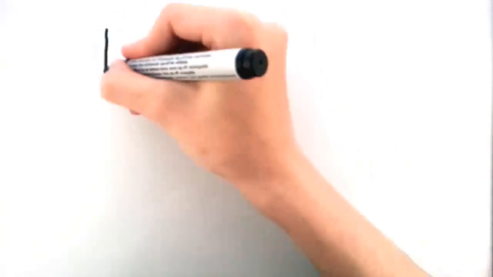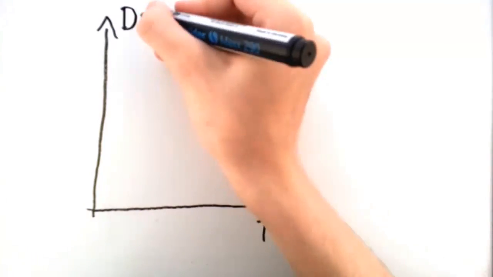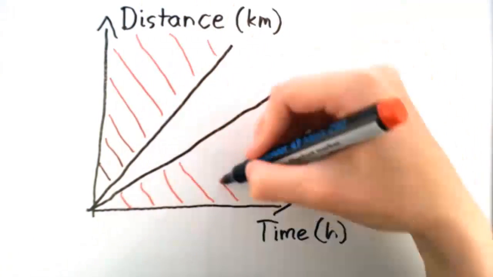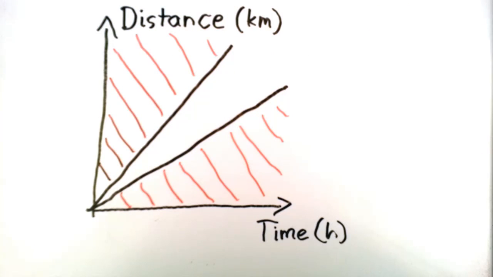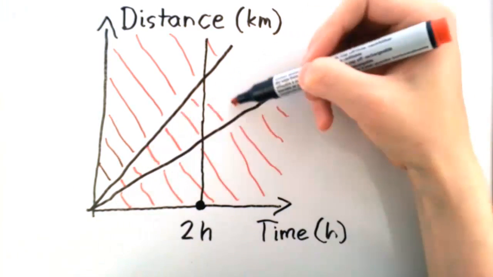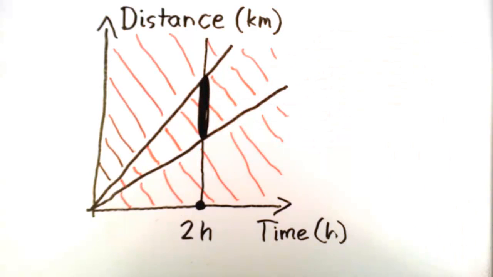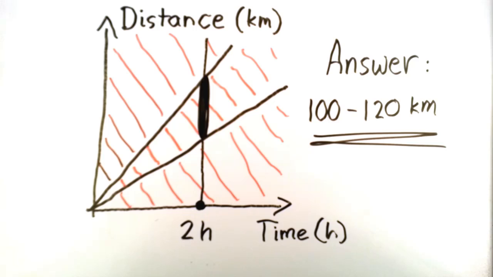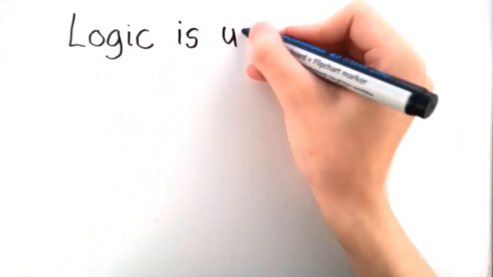Let's draw a graph of this journey. Here's the travel time and here's the travel distance. The logical rules limit all these options off, so the car has traveled a distance between these lines. And the question adds another limit when it asks what has happened at this point in time. These options are limited off, and this part of the line is the only thing left. Now, by following the logical rules, we have deduced that the car has traveled between 100 and 120 kilometers. A logical conclusion.